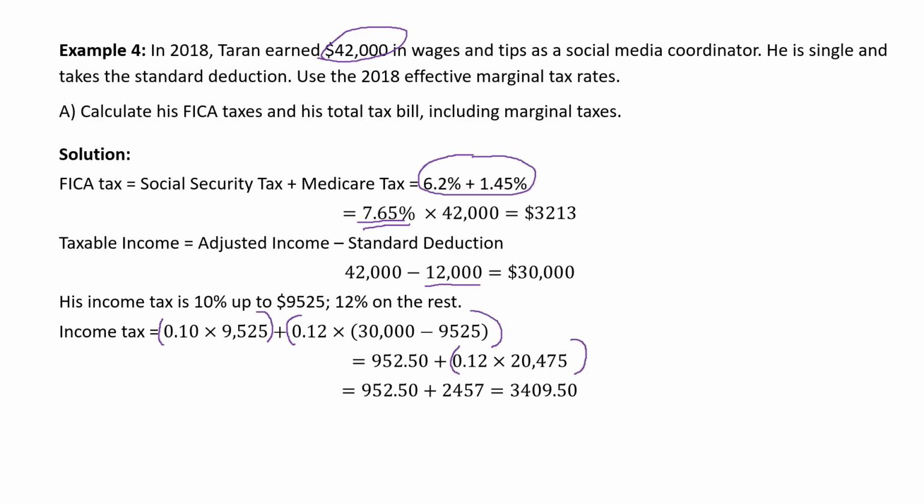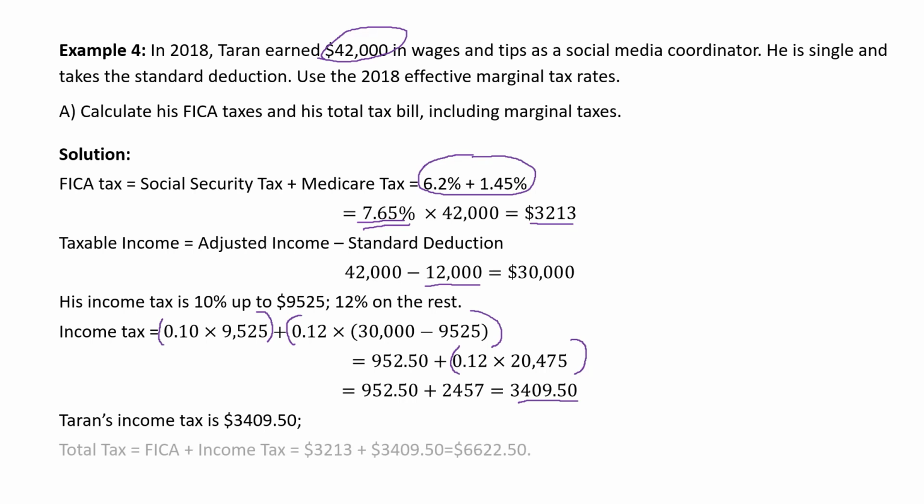So his income tax is $3,409.50 and his FICA tax is $3,213. We take Taryn's income tax of $3,409.50, add it to the FICA tax, and the result is $6,622.50.